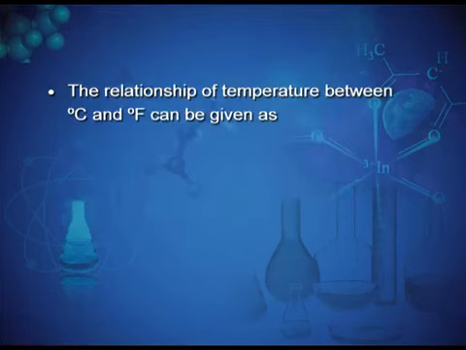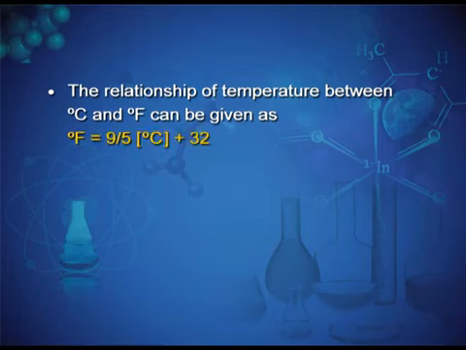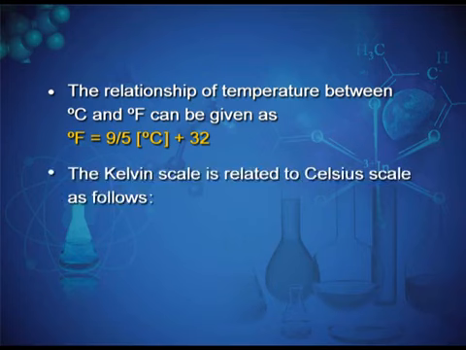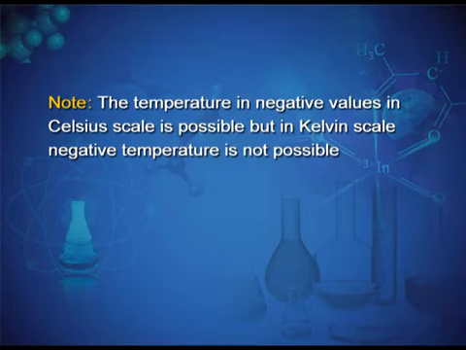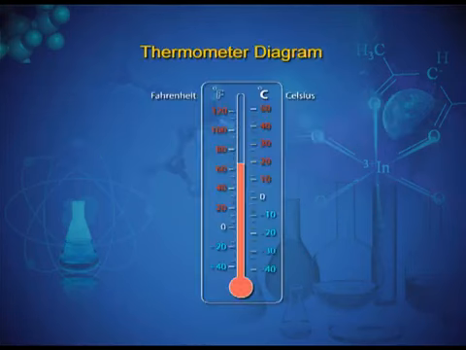The relationship between degree Celsius and Fahrenheit can be given as degree Fahrenheit is equal to 9/5 degree Celsius plus 32. The Kelvin scale is related to the Celsius scale as follows: K is equal to degree Celsius plus 273.15. Now, notice that negative temperature is possible in the Celsius scale, but in the Kelvin scale negative temperature is not possible, as there are different kinds of thermometers.